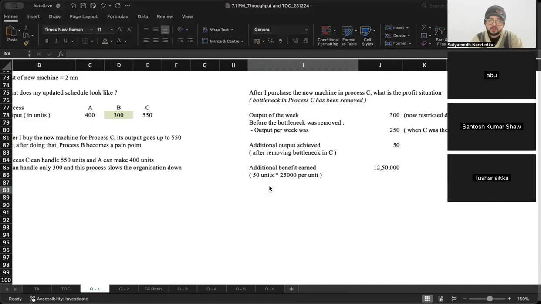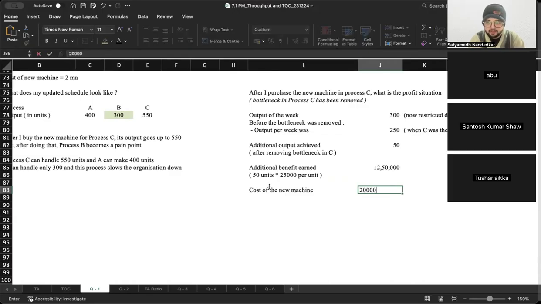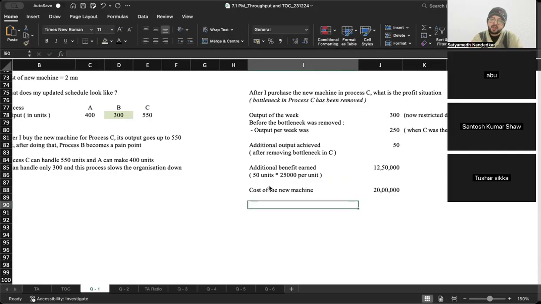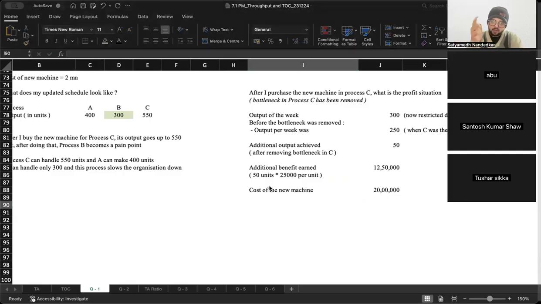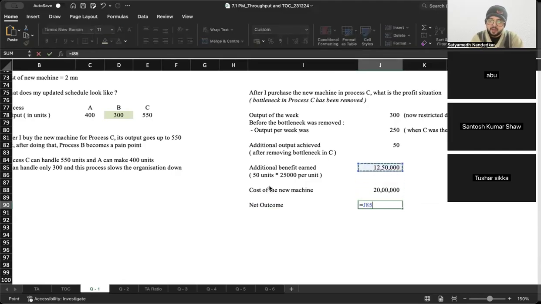But what is the cost of machine C? See, additional benefit earned after removing the bottleneck is 12 lakh 50,000. But what is the cost of the new machine? Cost of the new machine is 2 million, right? So additional benefit earned is 12 lakh 50,000. Cost of the new machine is 20 lakh. What is the net outcome? I am spending 20 lakhs to earn an additional benefit of 12 lakh 50,000. The net outcome is basically 7 lakh 50,000 loss.